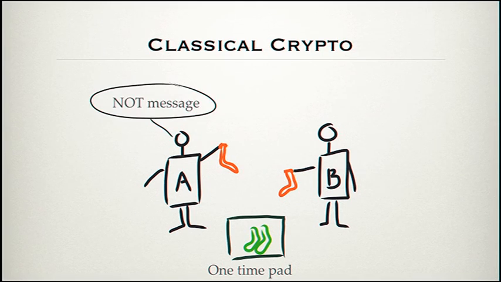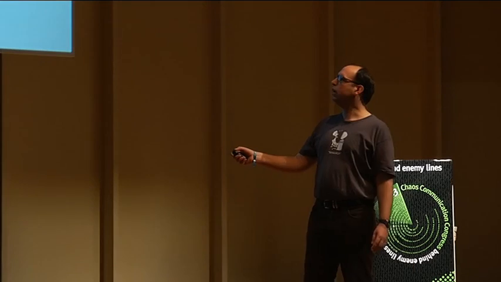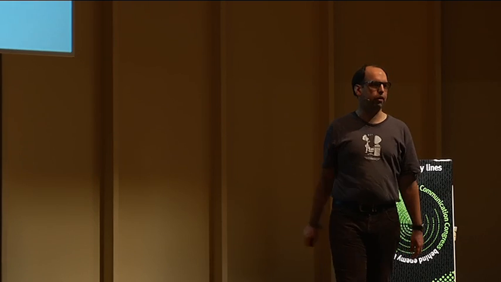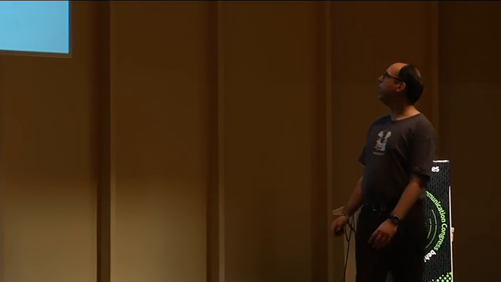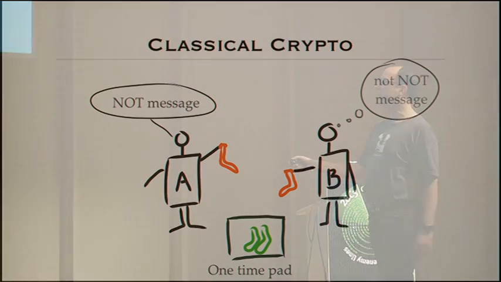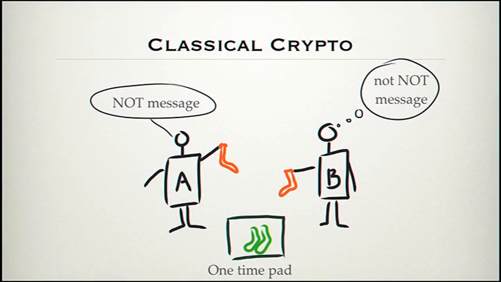And since she picked the red one, she knows the code: if she picks a red sock, she transmits the opposite of the message. She says, not message, right? And then Bob also knows the code. He sees he has a red sock, therefore he knows Alice has a red sock, pretty trivial. So he knows not not message is the message.